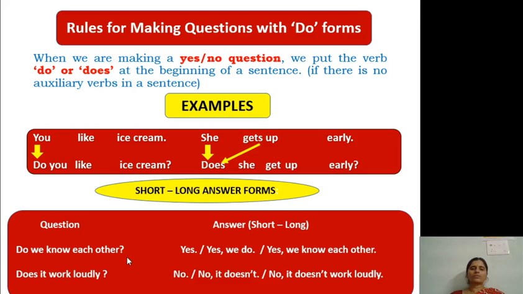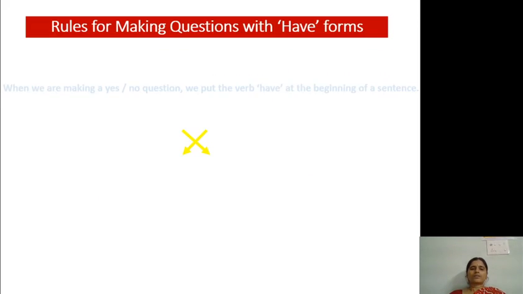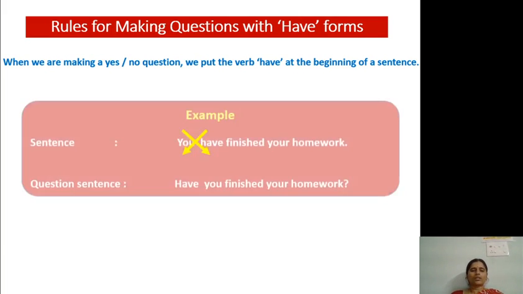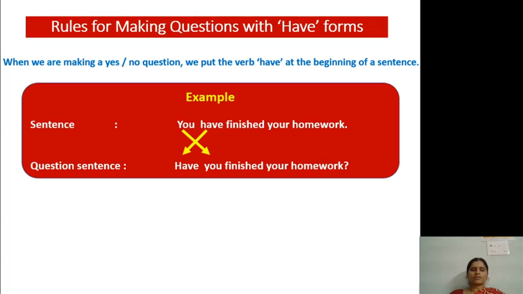Now, let us see the rules for making questions with have forms. See here, when we are making a yes/no question with have forms, we put the verb have at the beginning of a sentence. It is the same as for be forms. See the example. This is a statement: you have finished your homework.